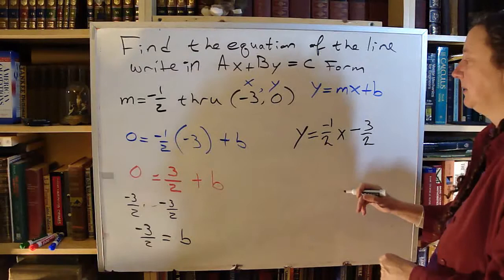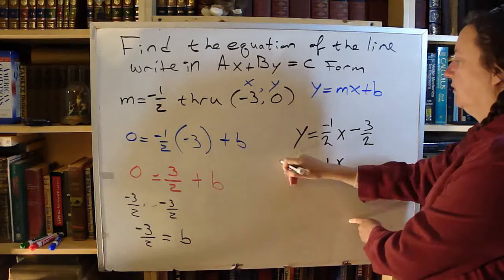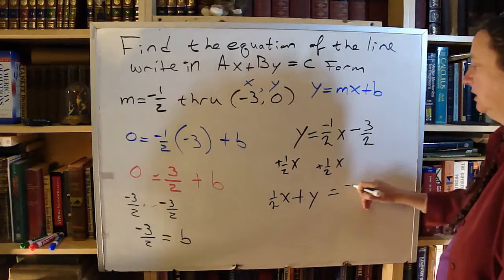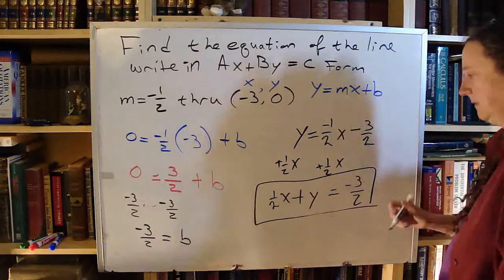I'm going to add the 1/2 x to the other side of the equal sign. So now I have 1/2 x plus y equals negative 3/2. And there's my answer.